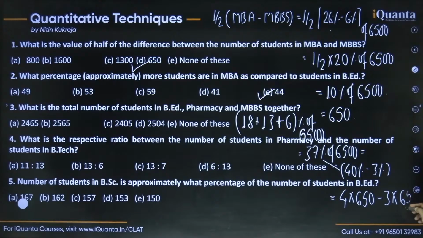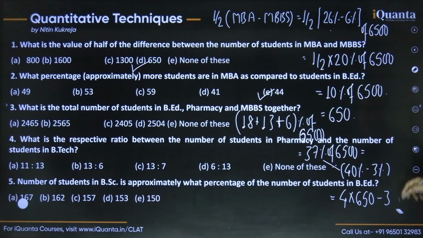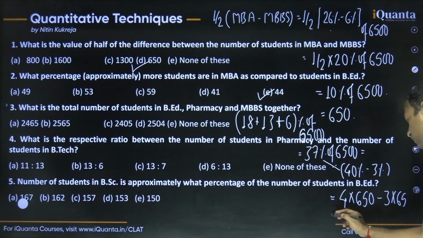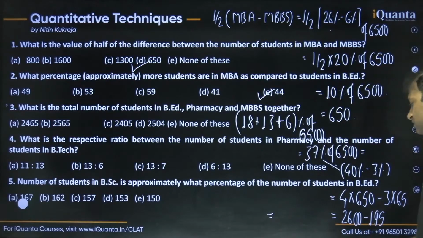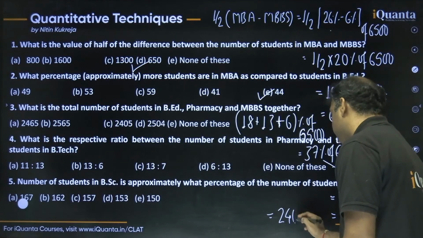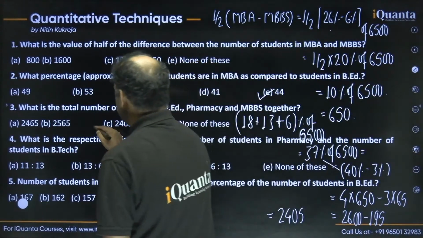That's it, right? Then we just have to do some basic calculation. And what shall we get, guys? See, first we need to do 4 into 650, that is, we can say 2600, right? Minus 3 into 65 is 195, and that difference has to be how much? We can say this is 2405, simple. Now 2405 is in which option? It is in option number C, right?